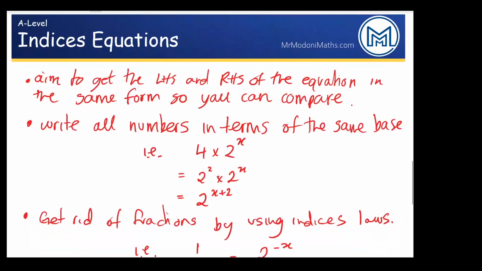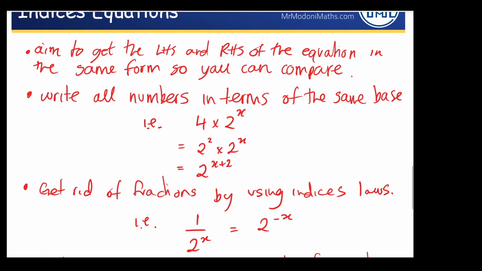So when tackling indices equations, our aim is to get the left-hand side and right-hand side of the equation in the same form so that we can compare. The second thing that we should try and do is write down all the numbers in terms of the same base. For example, 4 times 2 to the power of x that we have here can be written as 2 squared times 2 to the power of x, and then we can use our indices laws to combine that and write it as 2 to the power of x plus 2 if we needed to. We also aim to get rid of any fractions by using indices laws, such as 1 over 2 to the x, which can be written as 2 to the power of minus x.